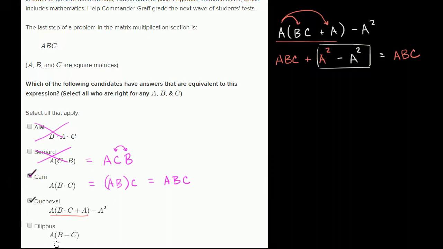And then here, this is A times B plus C. So this is kind of nutty right over here. They're not even multiplying B and C. So this one's definitely not going to be true for all square matrices A, B, and C.